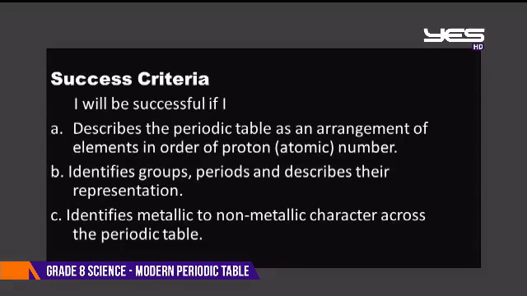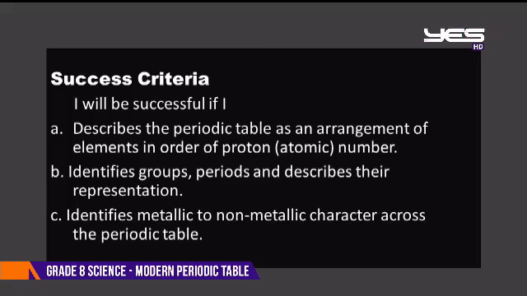Then what's the success criteria? Our success criteria is I will be successful if I describes the periodic table as an arrangement of elements in the order of proton or atomic number, then identifies groups, periods and describes their representation, then identifies metallic to non-metallic character across the periodic table.